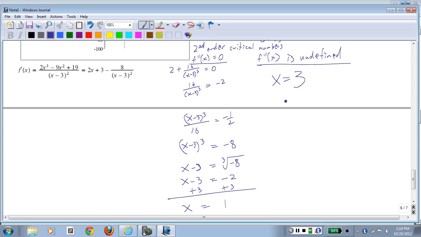So if we look at our sign graph for f double prime, we're going to have a -2, and we're going to have a +3. Now there's no hope of getting an inflection point at 3, because the function itself is undefined at 3. It has to be defined, it has to be continuous at a number to get an inflection point there.